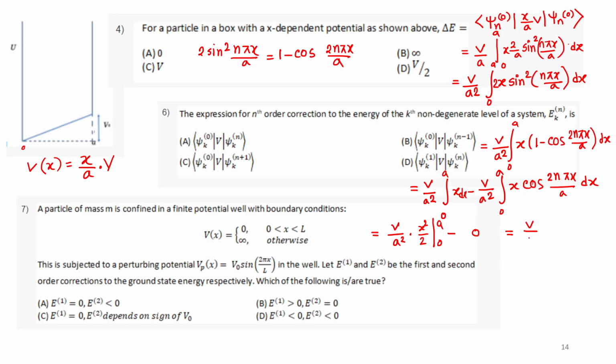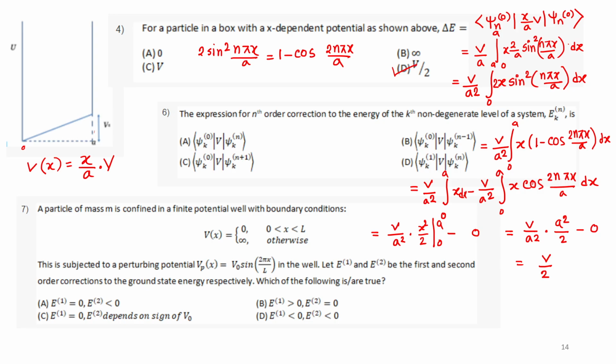So let us see the first integral, V by a square, and this is going to be a square by 2, and this is going to be 0 if I take 0 square, so V by 2 is coming as my perturbation, the first order correction, right? So the answer is V by 2.